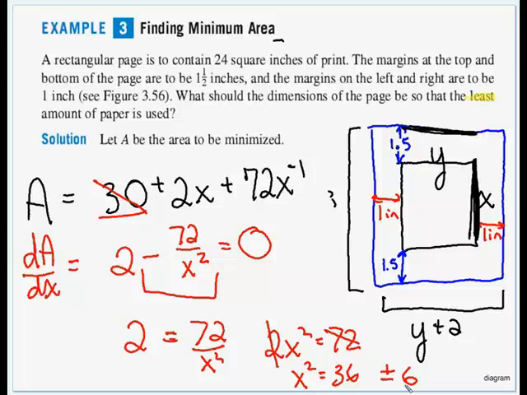When we think about the feasible domain here, we can't have a negative value. That would be saying that this side of the print here, x, would be negative length, and there is no such thing. So we can throw the negative root in the garbage. So we have our one and only critical number, positive 6.